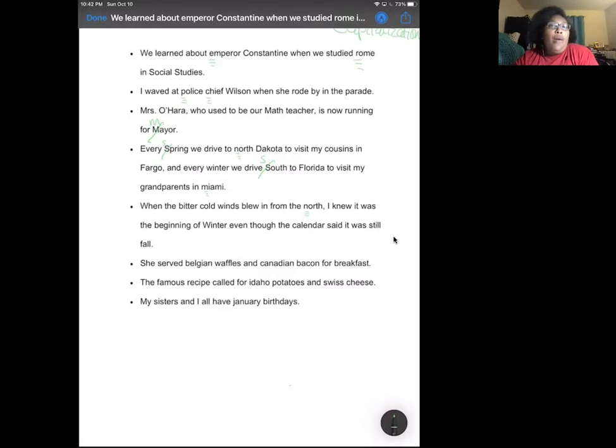Next section, I knew it was the beginning of winter. Is winter capitalized? Remember the rule for seasons. Do we ever capitalize seasons? We never capitalize seasons unless it's the beginning of a sentence. So boom, small w. There you go. Now, fall. Do we capitalize fall? Of course we don't. We leave it alone. We just talked about this, right? It's a season. We never capitalize it.